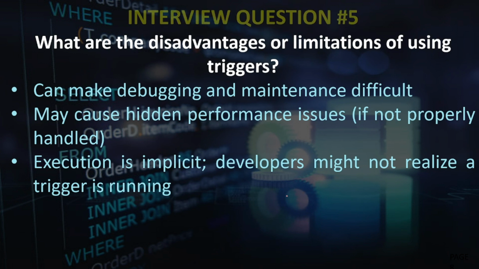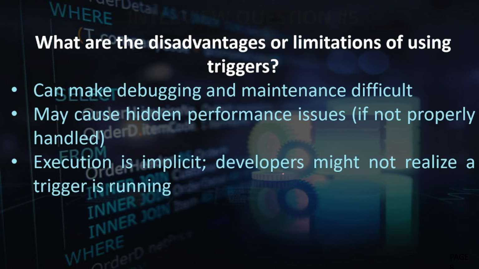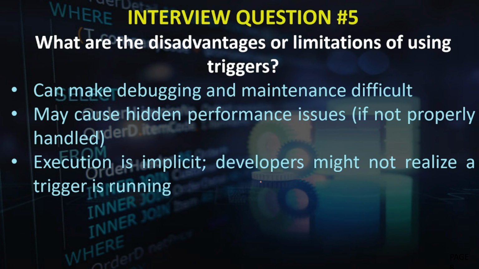The last question is, what are the disadvantages or limitations of using triggers? A couple of disadvantages. They can make debugging and maintenance harder, since they are automatically called. Once you are debugging your stored procedure or your SQL Server code, it's a little difficult because it goes there and executes automatically. They may cause hidden performance issues, because many times you do not see them, as they are implicitly executed. So this goes out of sight and causes performance issues. Execution is implicit, so a developer might not realize a trigger is running. That's the third point you have to really keep track of.